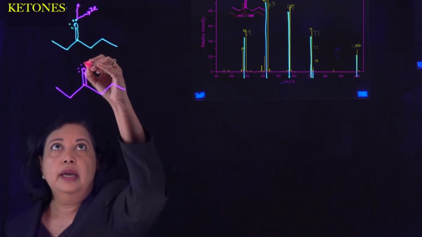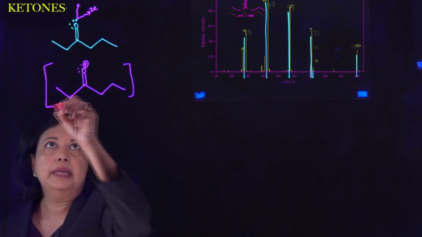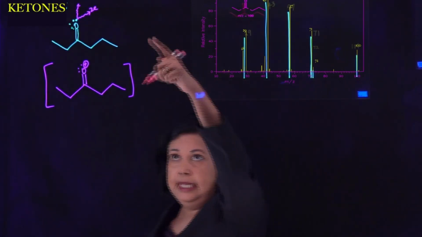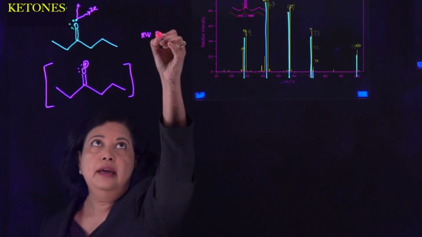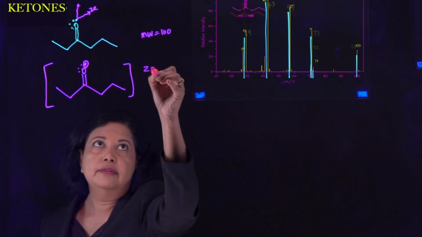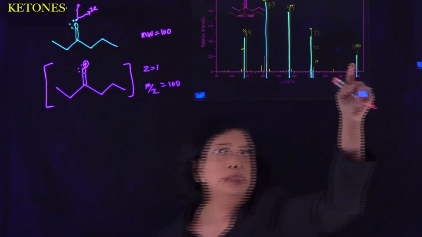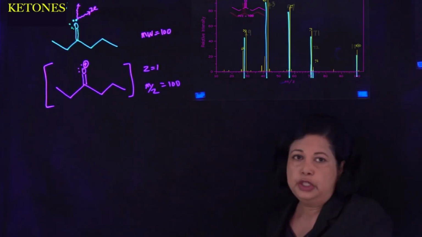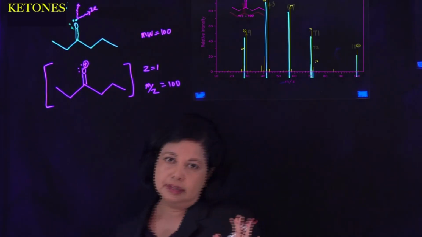Now you have a positive hole, and that is going to be your molecular ion peak. That will be the same as the molecular weight, which is going to be 100, because the charge is 1, and therefore m over z is going to be 100, and that is what you see. Ketones typically have a very strong molecular ion peak, unlike alcohols.